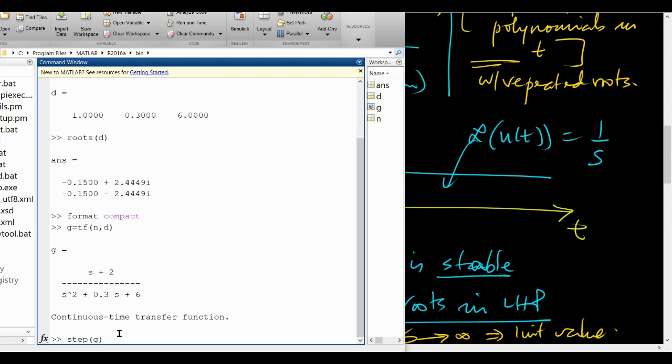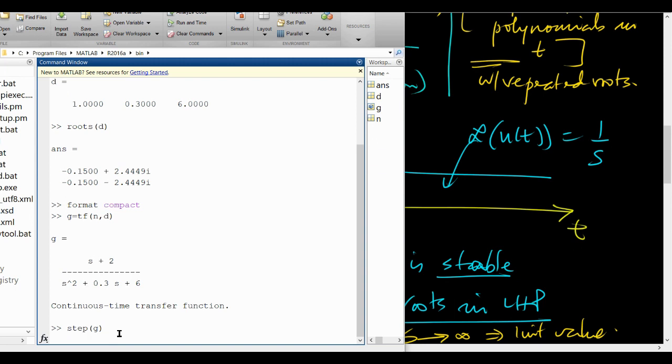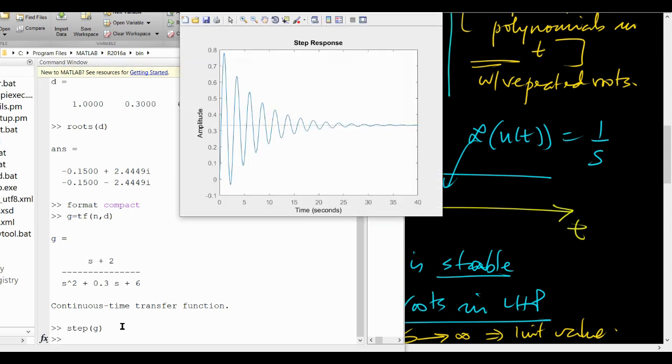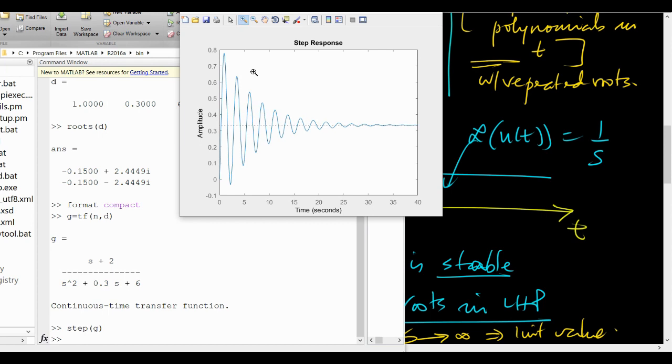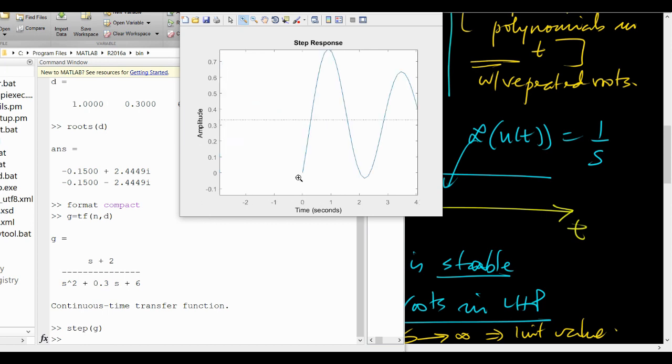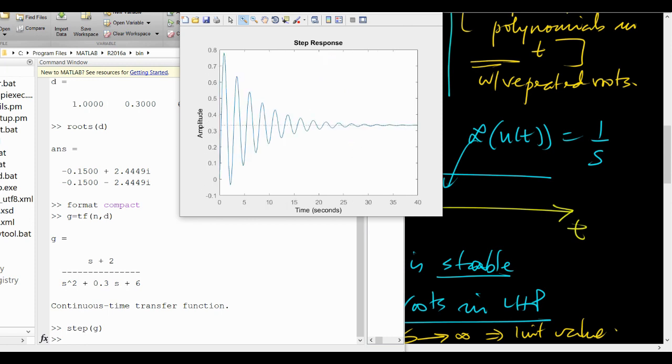There it is. I can zoom it. You can see that it is going to 1/3, and here you can see that it starts from 0. You see it starts right from 0. So that is what the step response is.